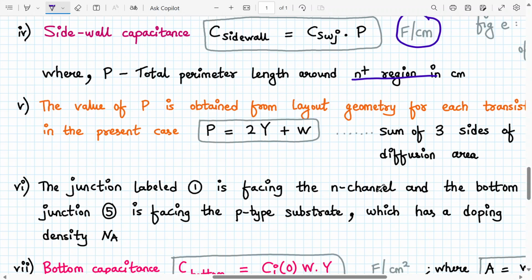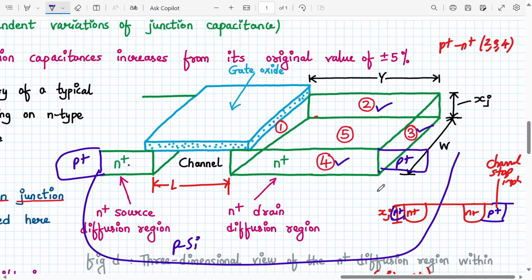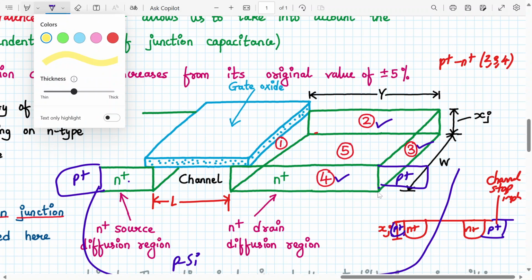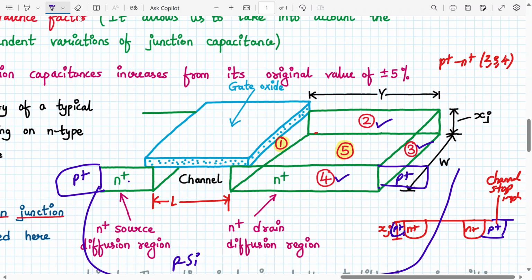Okay, fine. Now, the junction labeled as here, let's come back to over here. The junction labeled as 1 and 5, they are making a PN junction with P silicon substrate and N plus layer. So this 1 and 5, this is on the left hand side and this is the bottom plate. They are making the PN junction with P N plus. So this is 1 and 5.